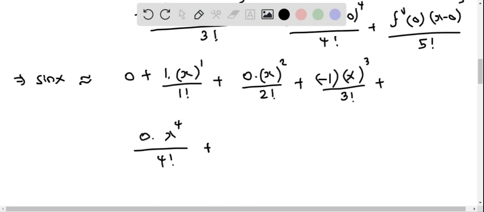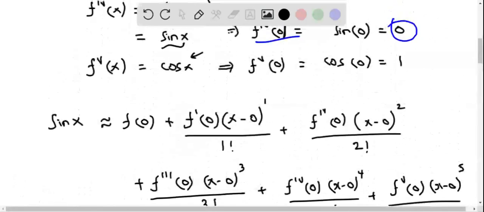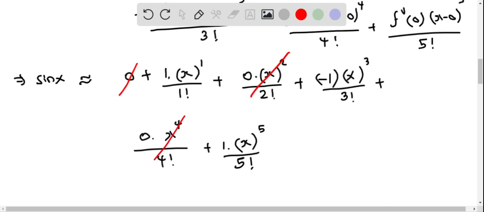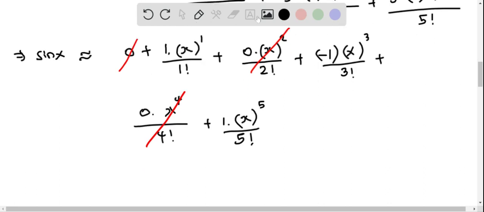factorial, plus finally the fifth derivative of 0 is 1. So I put 1 here times x raised to the power of 5 divided by 5 factorial. We see that the multipliers with the 0 become cancelled. So this is 0, and this is 0, and this is also 0. So finally we are left with only 3 expressions on the right side.